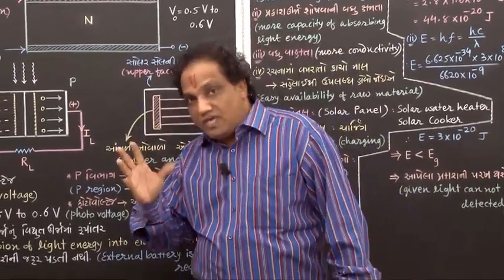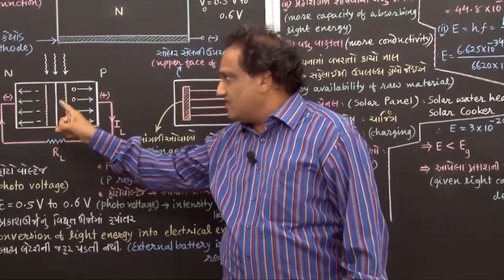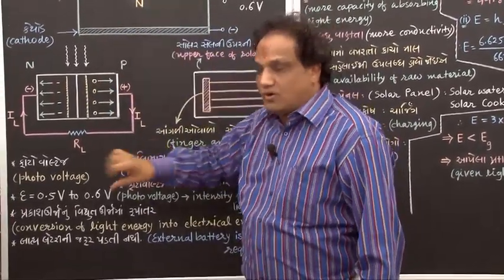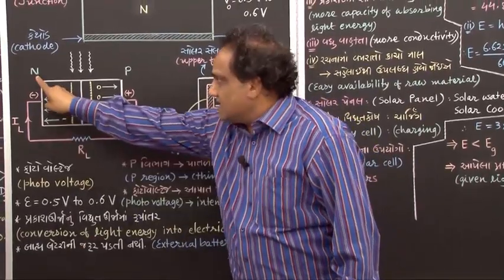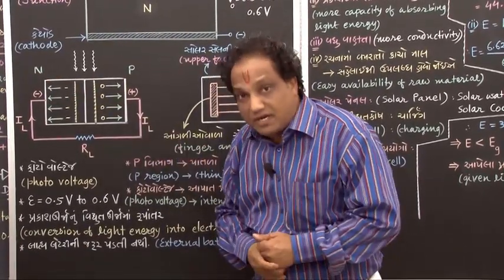Now, how EMF is generated, I am showing you by this figure. The same PN junction diode is shown here, correct? Say this is the N-type semiconductor, this is the P-type semiconductor.